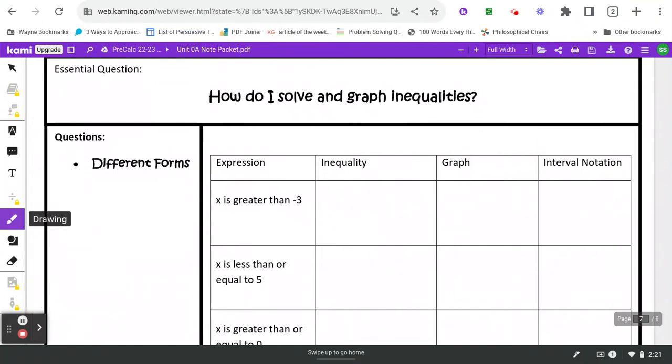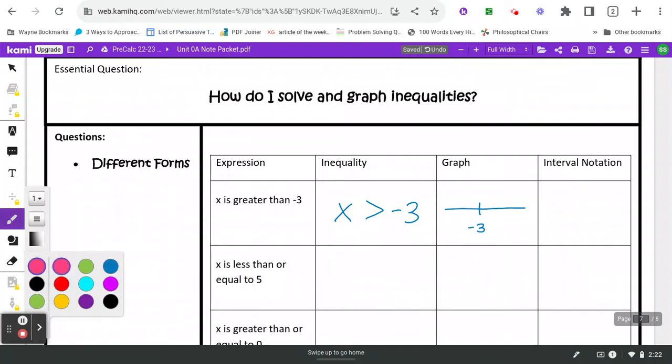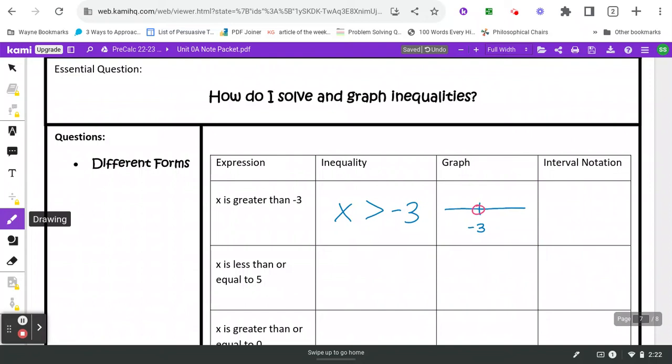First of all, you have your expression, which is written out in words: x is greater than -3. Then your inequality would be written as x > -3, with your arrow symbol pointing to the right. If you were to graph this, I'm just going to do a quick little number line. And this is going to be an open circle, and it's pointing towards your larger numbers, towards the right again.